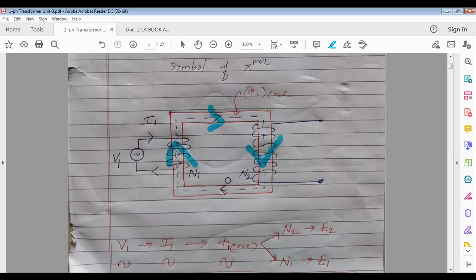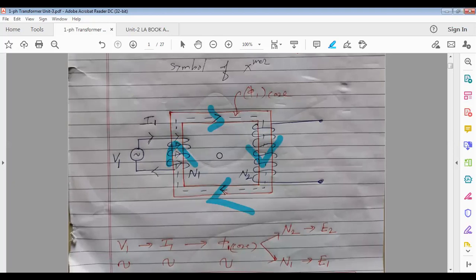Means what is the conclusion? Through this core, in which direction is the flux flowing? Clockwise. Okay, it is moving in the clockwise direction. Now see here what is happening.